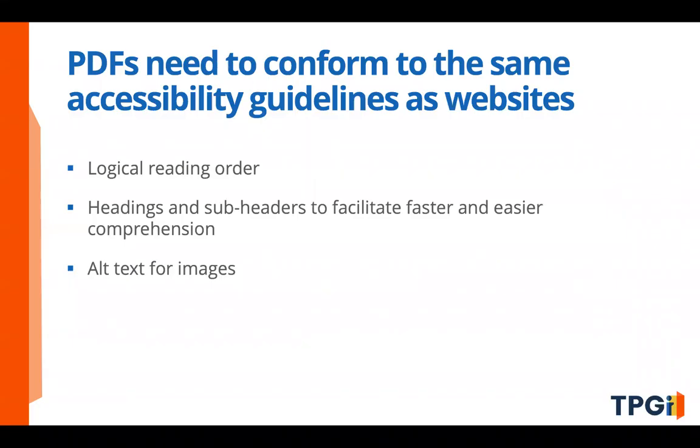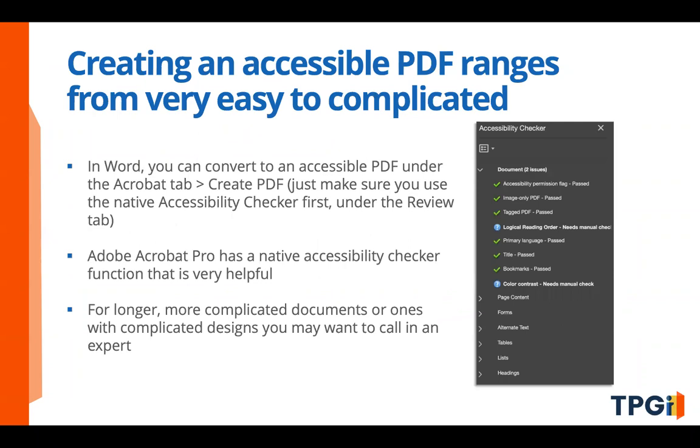PDFs. PDFs, like every other digital content, need to conform to the same accessibility guidelines as websites. So they need that same logical reading order. They need the headings and subheaders to facilitate faster and easier comprehension and alt text for images. Creating an accessible PDF ranges from very easy to very complicated.